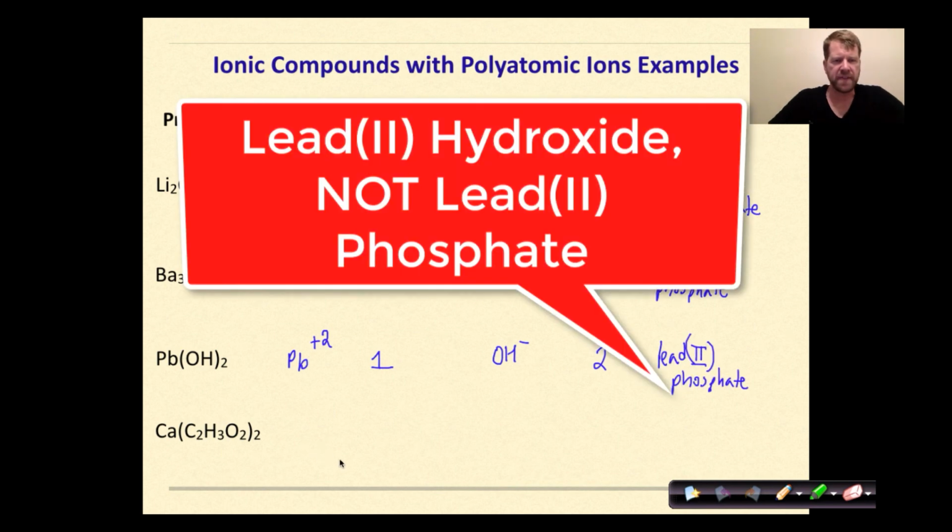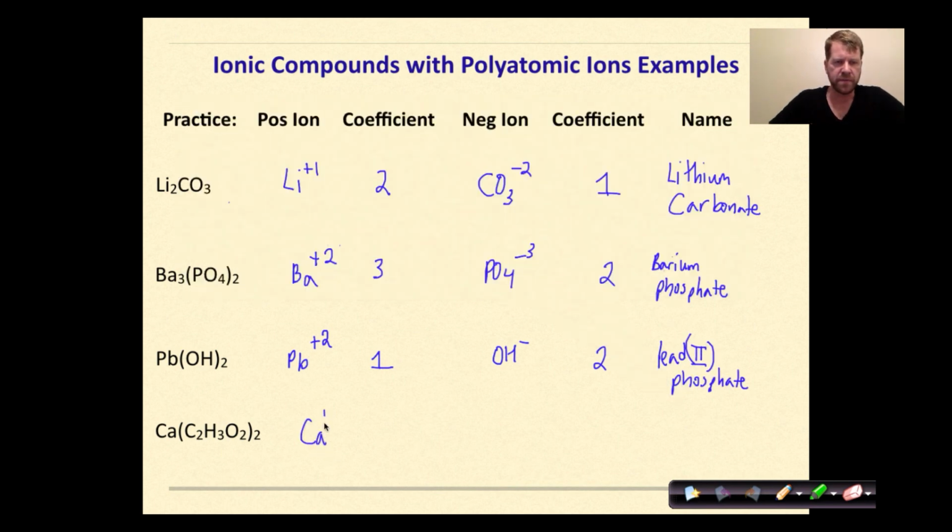Let's look at this last example. We have a calcium. You know by now this is +2. There's 1 of these ions present in this formula. C2H3O2. This is the acetate polyatomic ion. Each of them has a -1 charge. There are 2 of them. The name of this compound is calcium acetate. Again, no Roman numeral used on the calcium because calcium only has 1 positive oxidation state.